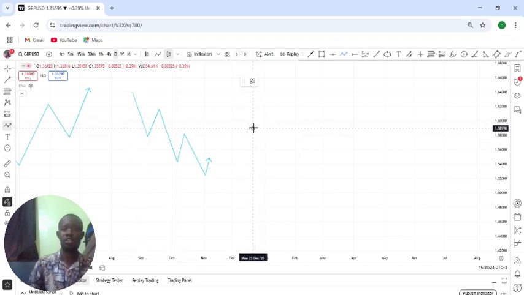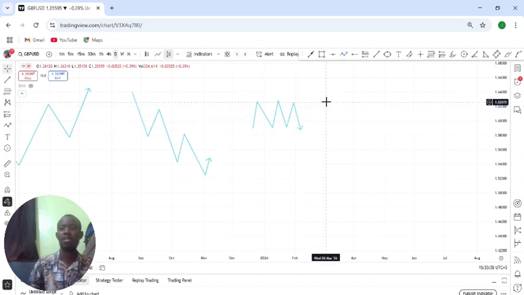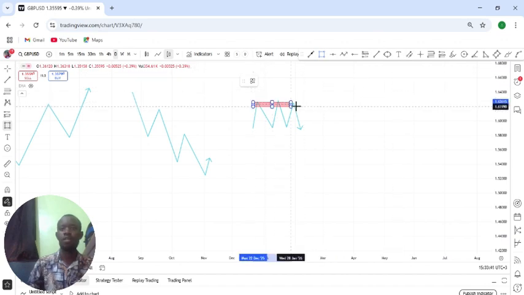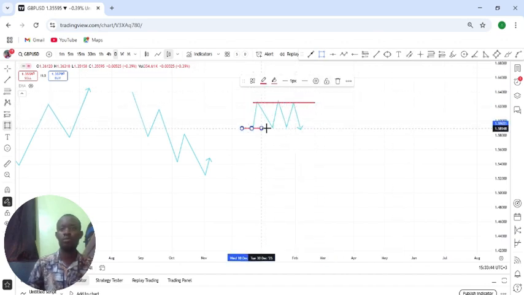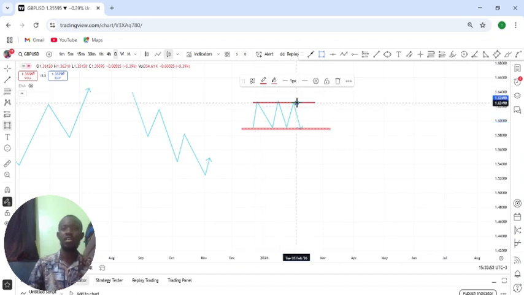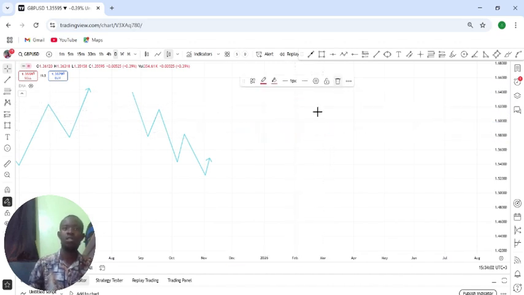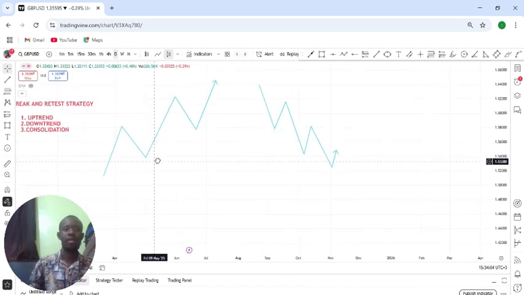I don't trade consolidation, where the market is just moving within one zone. The market is neither making an uptrend nor a downtrend. It is just moving in one place. You can see for this market here, there is no specific direction the market is moving. It is just enclosed in a certain zone. So I don't trade this kind of market. My focus is only on the uptrend and the downtrend.